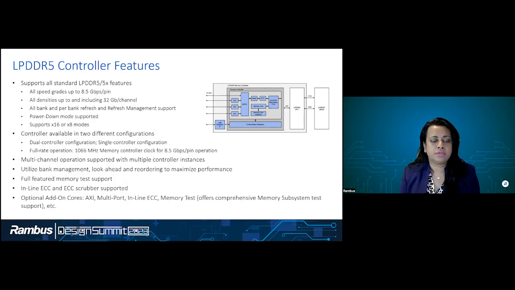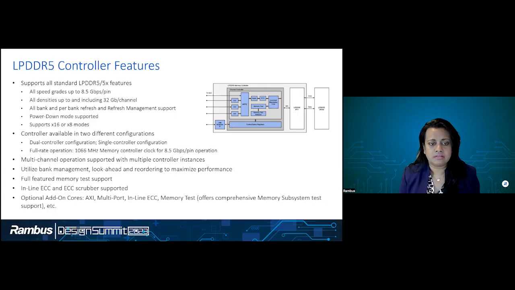Now, sticking with our configurability offering to our customer base, we provide two different options of our controller. We call them the dual controller configuration and the single controller configuration. In a dual controller configuration, you will have two memory controllers interfacing to two of the memory channels of the memory device, where the two memory channels are operating completely independently. So one of the memory controllers in that case will be interfacing to a 16-bit memory channel.